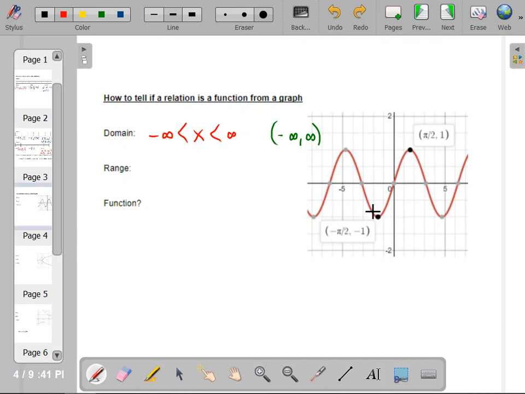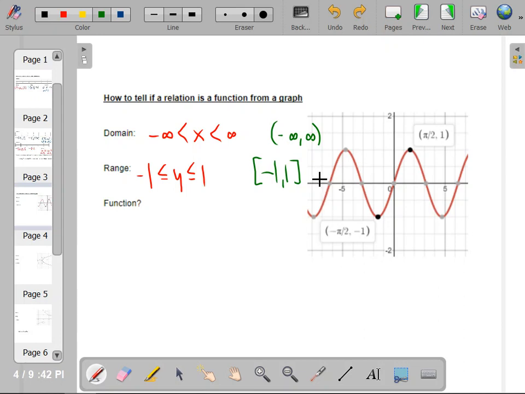The range is the smallest y value to the biggest y value. So the smallest y value is -1. The biggest y value is +1. I'm looking at y values, so you've got to kind of switch your brain now. -1 to +1. The way we'll normally write that in algebra 1, we'll say -1 is less than or equal to y is less than or equal to +1. In interval notation, that would be -1 to 1, and we would use brackets. The brackets indicate it is equal to or can be equal to.